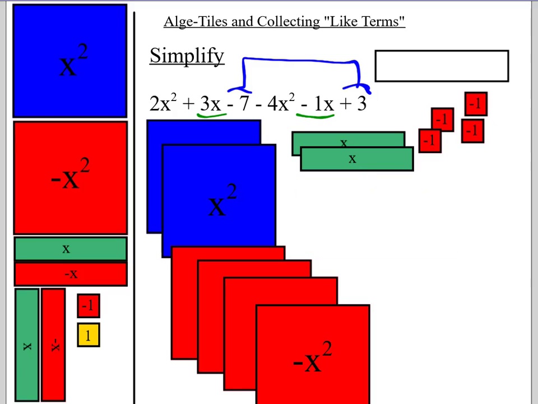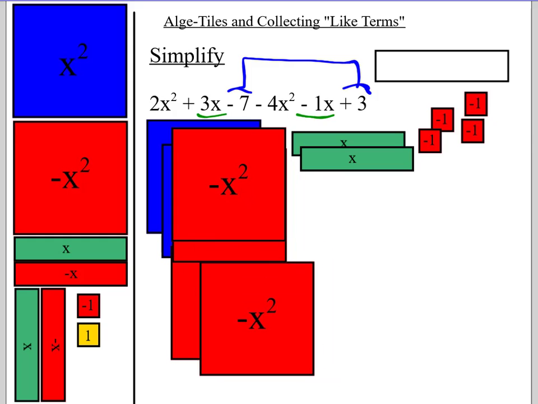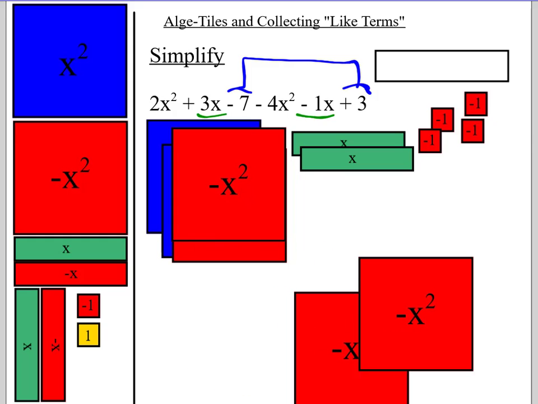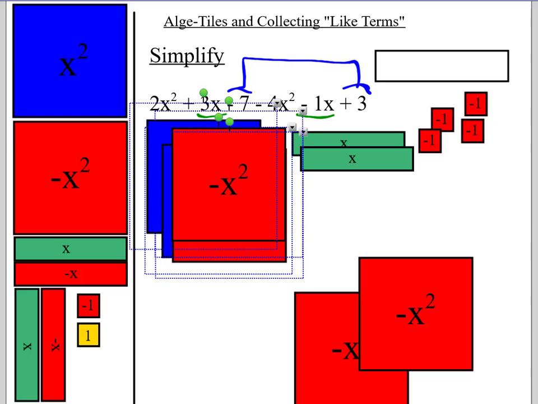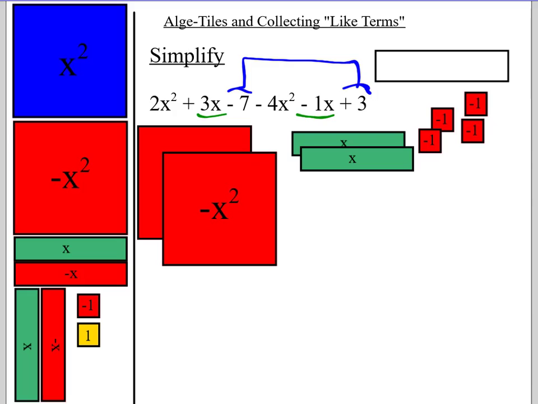And then lastly, I need to bring 2x squareds up here. Two negative x squareds up here. They will cancel the positive 2x squareds, and they're gone. And this is what I'm left with. So this would be negative 2x squared plus 2x minus 4.